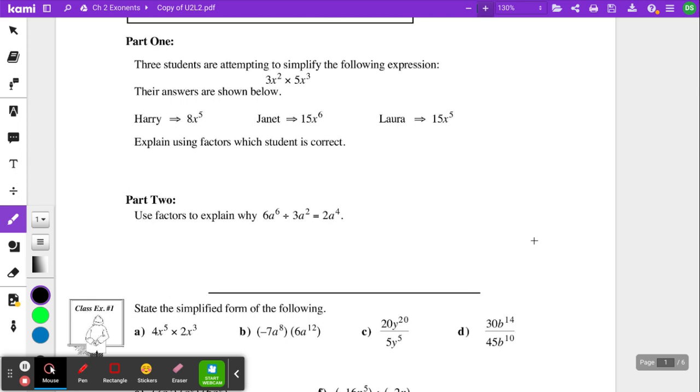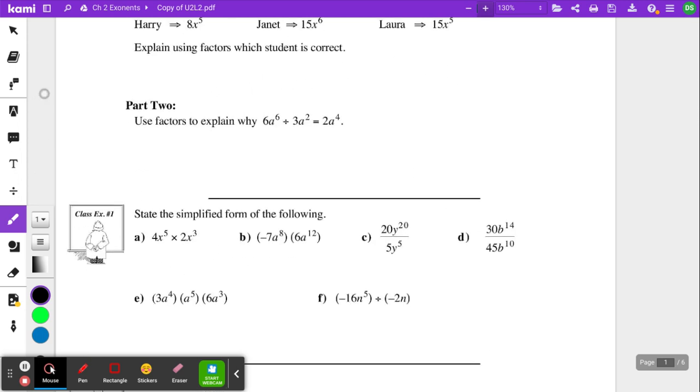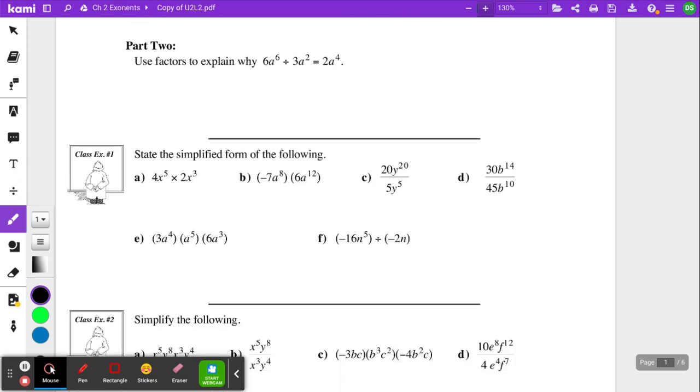When they each have their own base, then we say, well, if those 2 bases are the same, and you're multiplying, you keep that 1 and add the exponents. Remember that? So yes, Laura is the same. Laura is correct. Okay, part 2.